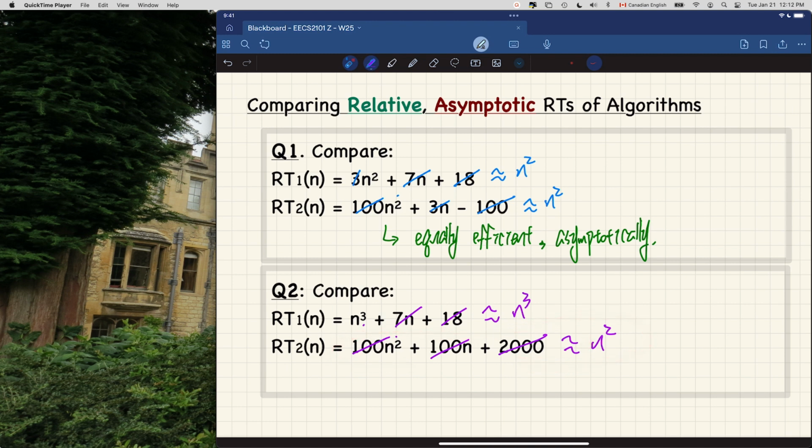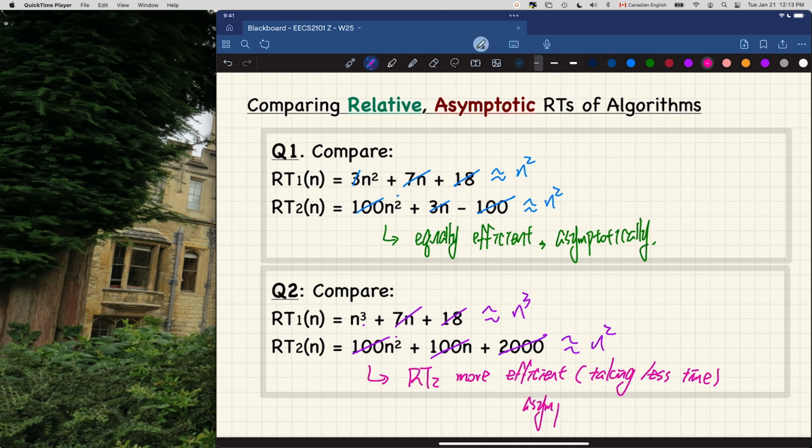All right. So here the conclusion will be, we're going to say running time number 2 is more efficient, meaning that it takes less time asymptotically. All right, these two. Any question?